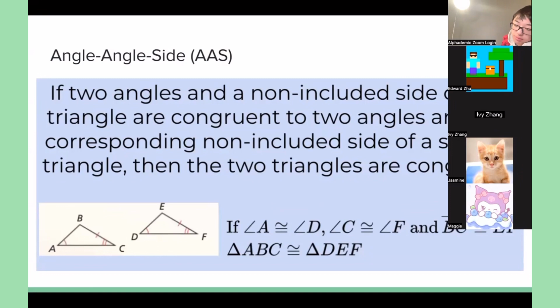The most important part about this is not getting angle angle side and angle side angle mixed up. They do not correlate. They do not equal one another. Remember, angle angle side is only for when it is not the included side, and angle side angle is for when it is the included side. So just remember to make that key differentiation between the two. And obviously for side side side, you don't need that. You just need to know that all three sides are congruent.